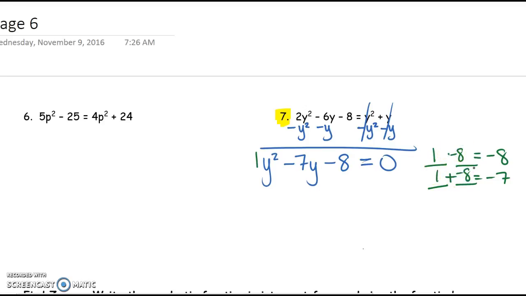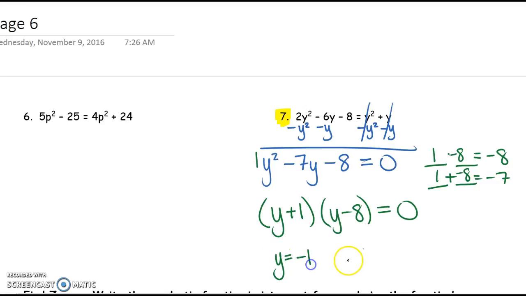Now, we could factor by grouping, but the result of factor by grouping would still be y plus 1, y minus 8. Don't forget that this is an equation, so it's equals 0. What are our solutions? Negative 1 and positive 8.